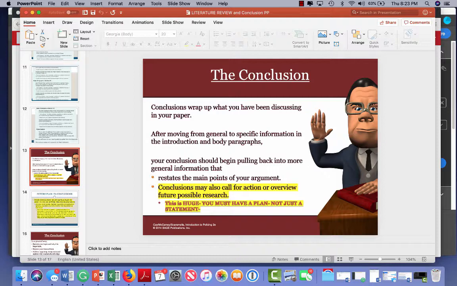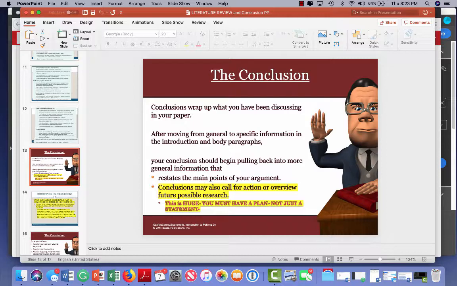All right, so your conclusion should begin pulling back into more general information, kind of the stairs of your paper. It restates the main point of your argument or what you've explained or analyzed. And it also, which is huge, calls for an action or overview of future possible research.